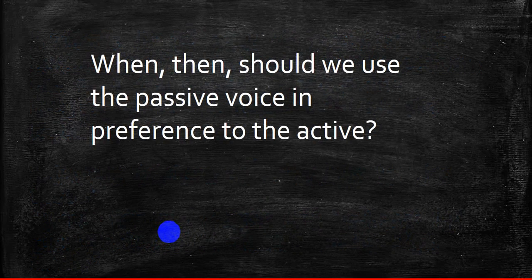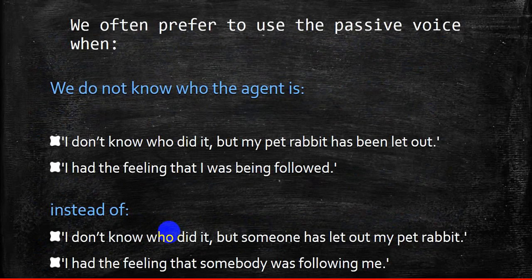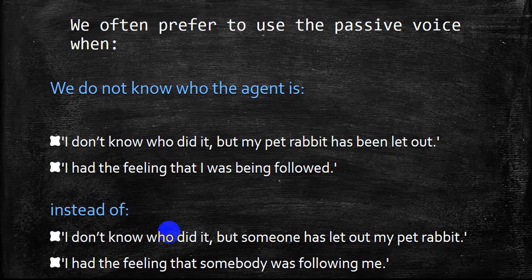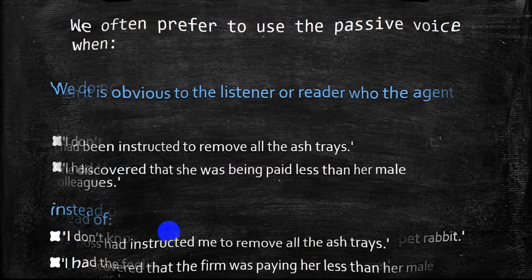So when would you use the passive voice? We often prefer to use it when we don't know who the agent is. I don't know who did it, but my pet rabbit has been let out, instead of, I don't know who did it, but someone has let out my pet rabbit. I had the feeling that I was being followed, instead of, I had the feeling that somebody was following me. It's just easier, if you don't know who the agent is, to use the passive voice.